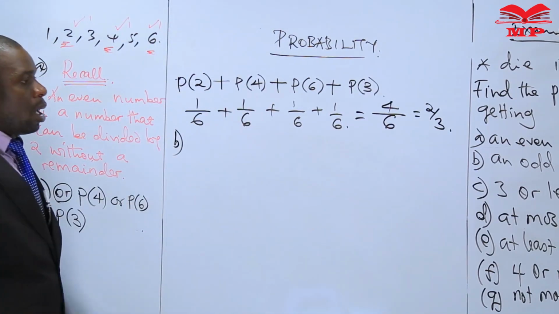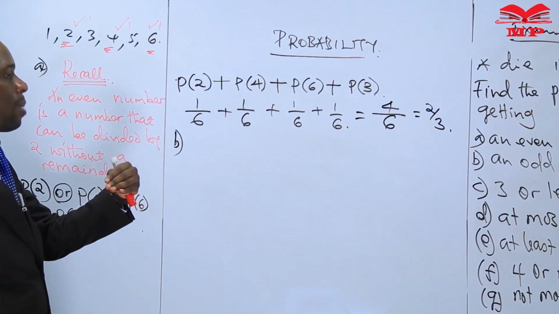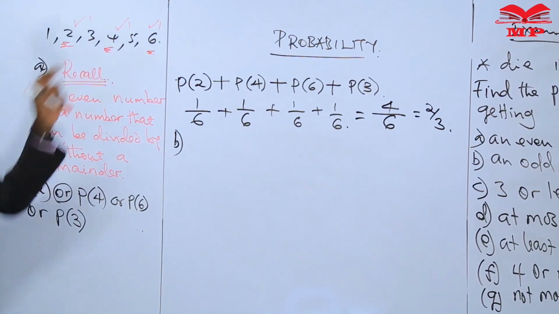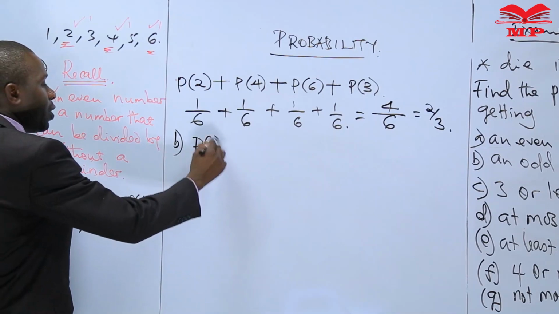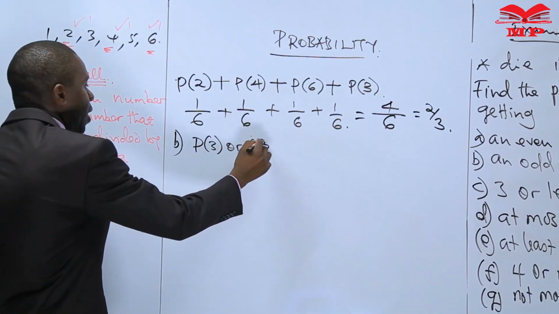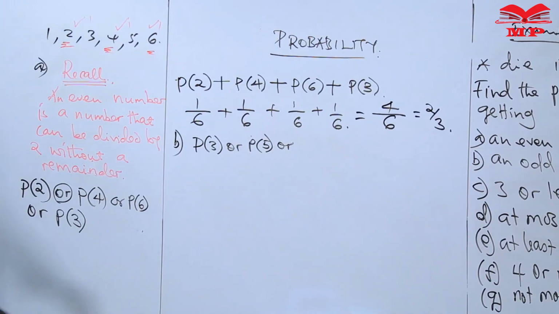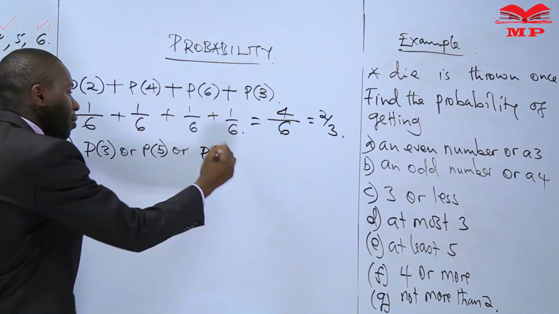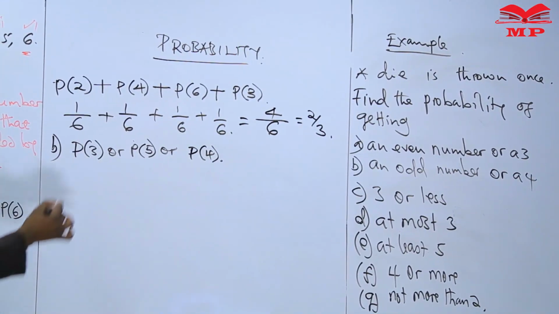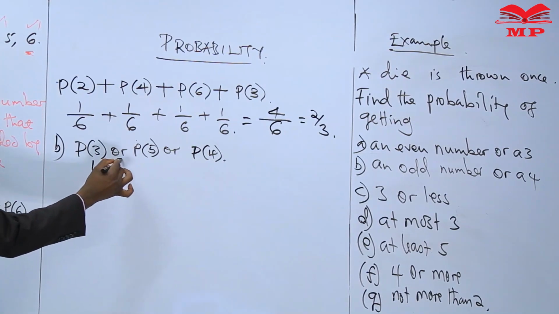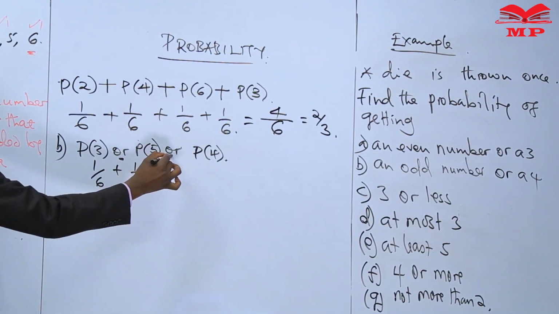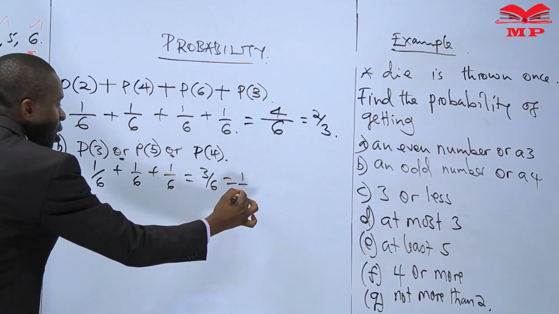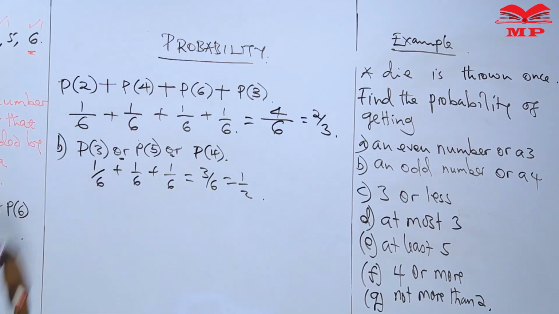So number B, probability of getting an odd number or a 4. When you look at our sample space here, the odd numbers are 3 and 5. So it means we are looking at the probability of 3 or the probability of 5 or the probability of getting a 4. Probability of a 4. So in this case again, each one of them has a probability of 1 out of 6, plus 1 over 6, plus 1 over 6. This gives us 3 over 6, which is actually a half. So we can move and get C.